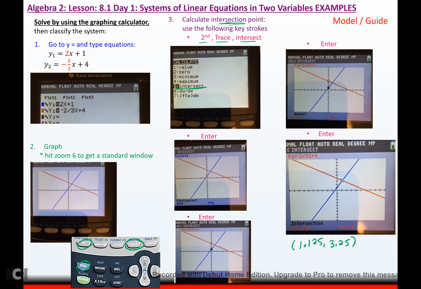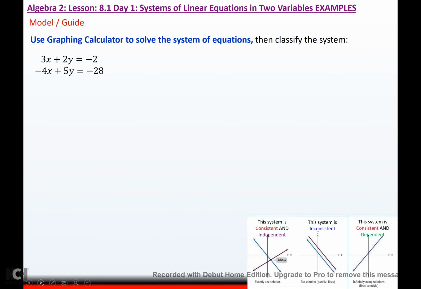Okay? Cool beans? Alright. So if we try another one here, the problem is I can't go to my y equals until I get y alone in both of these equations.